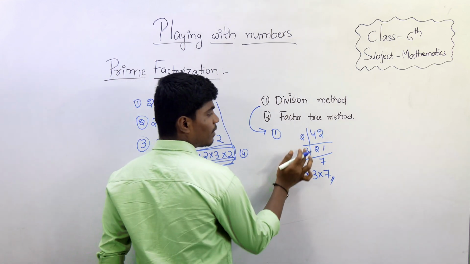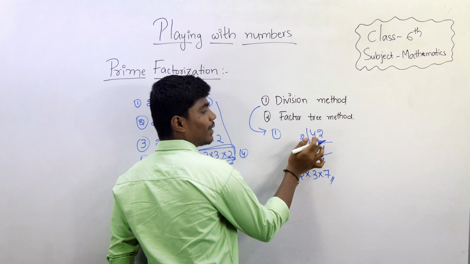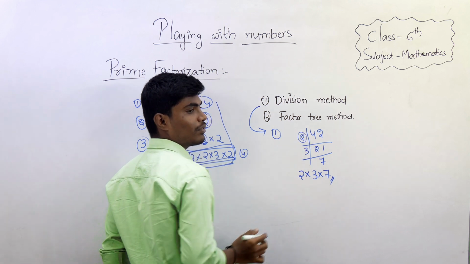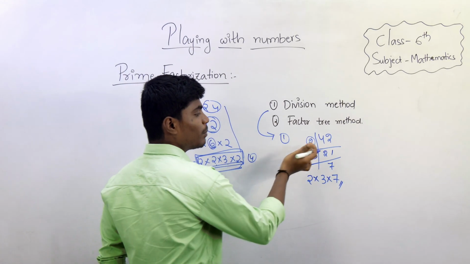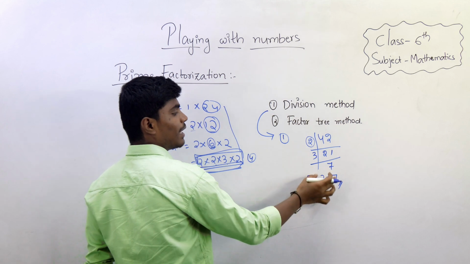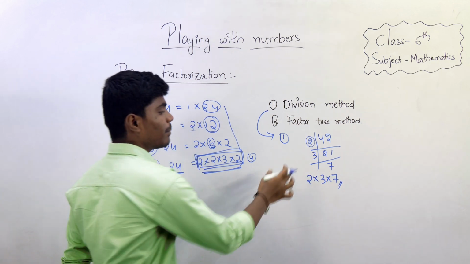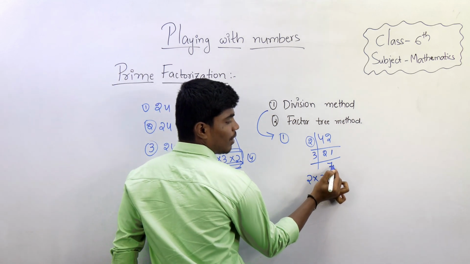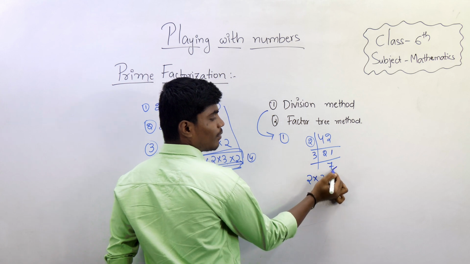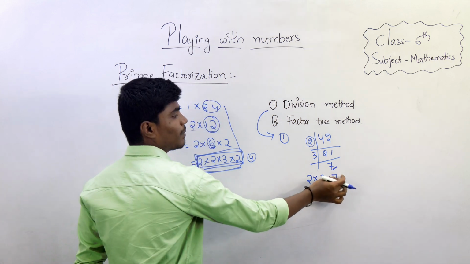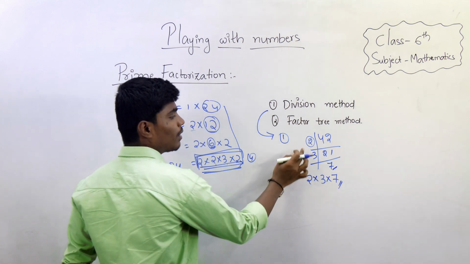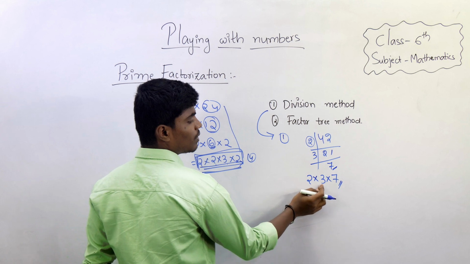Okay, see here, we first divide with the least prime number possible. Then we continue the process by dividing with the next possible prime numbers. After we end with a prime number, we stop the division. What are the prime numbers we got? 2 into 3 into 7.